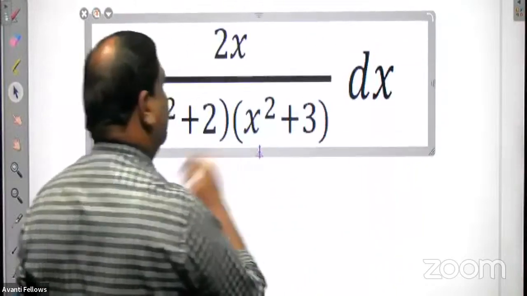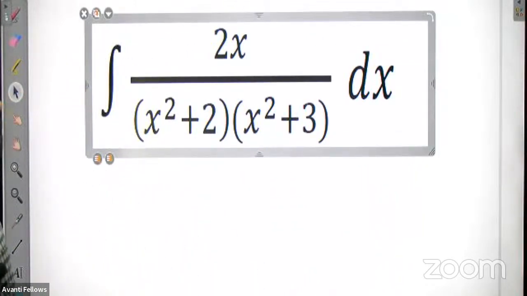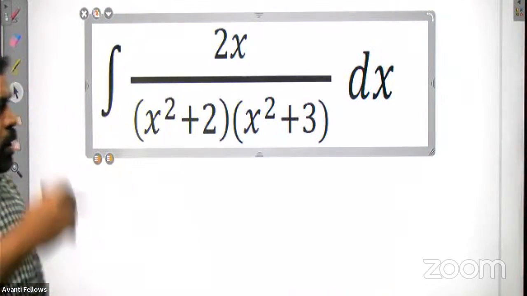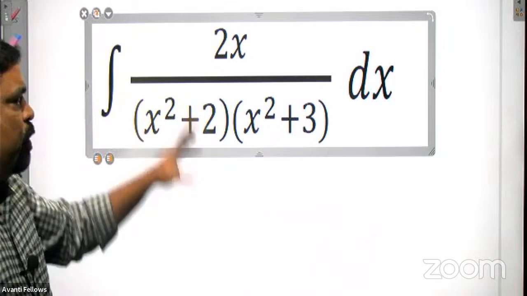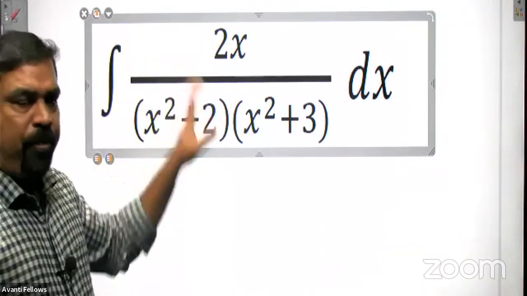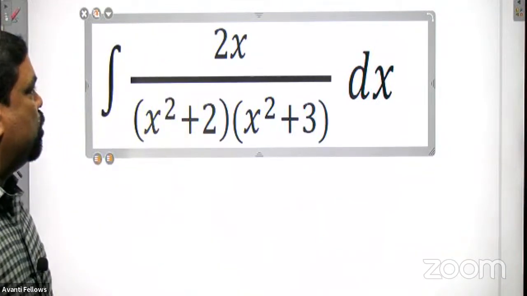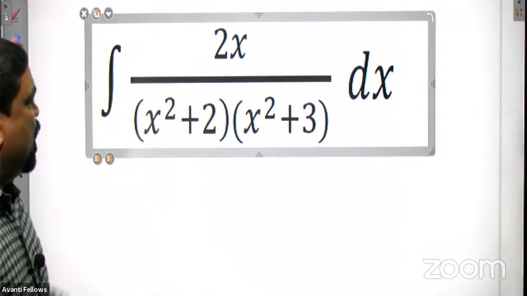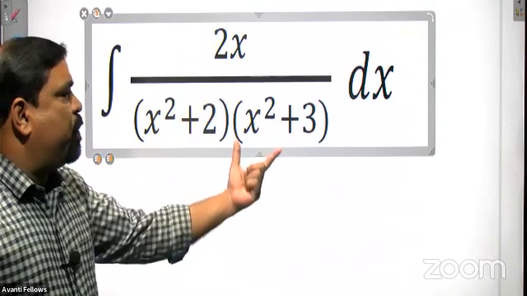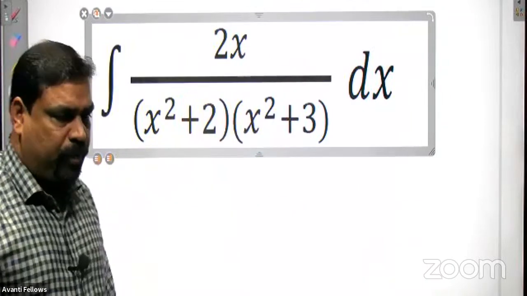Then this one. I think this problem, yeah, a similar problem was there in the term 1 examination. Almost the same or exactly the same. Integral of 2x upon x square plus 2 into x square plus 3 dx.